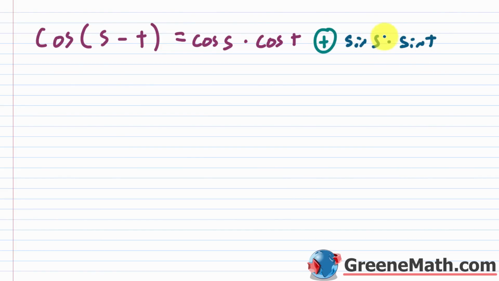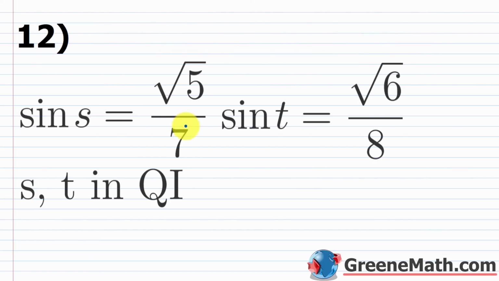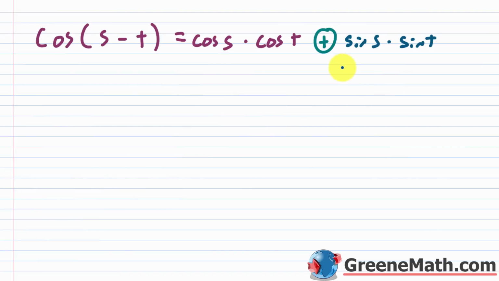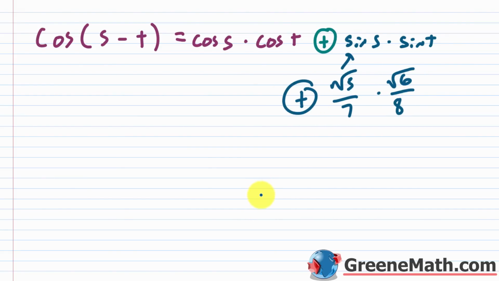Now we're given the sine of s and the sine of t. If we come back, the sine of s is the square root of 5 over 7. So this is the square root of 5 over 7. And the sine of t is the square root of 6 over 8. So this is the square root of 6 over 8. All right, let me put my plus sign here and circle it. And then what we want to do is think about the cosine of s and the cosine of t. Again, you can just use the Pythagorean identity. You could also make a sketch if you want. It's really up to you.